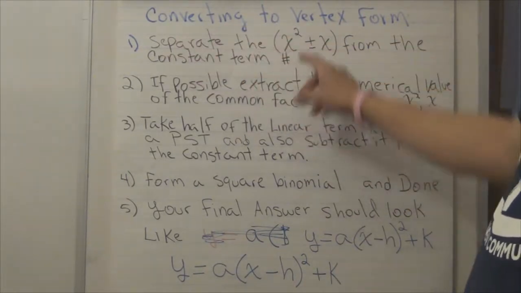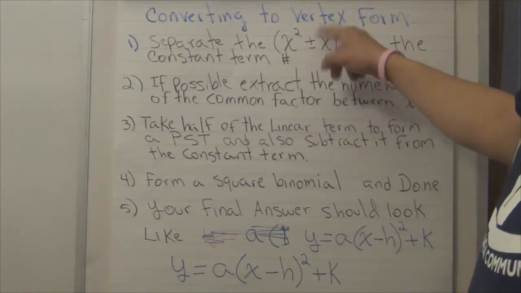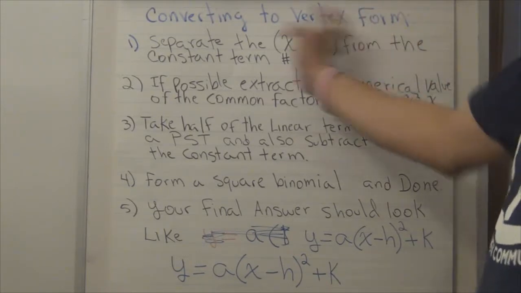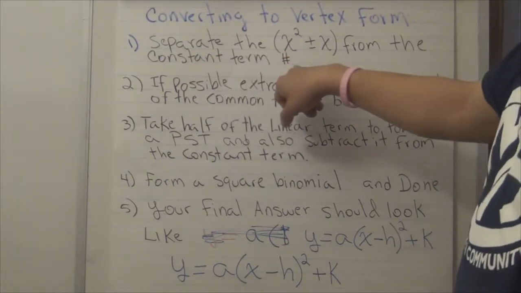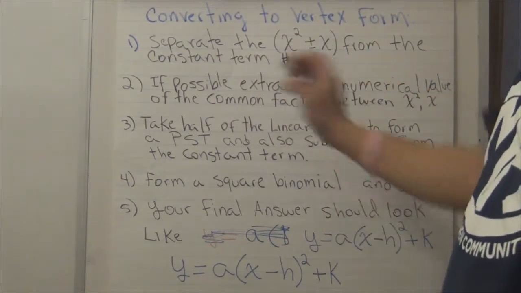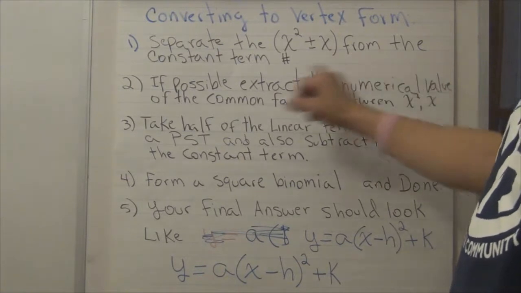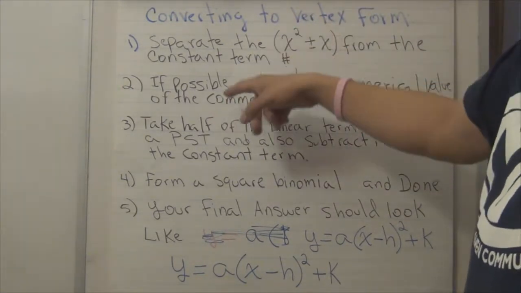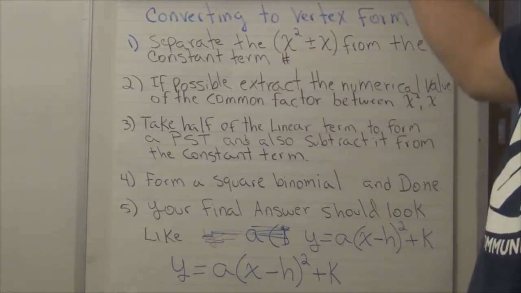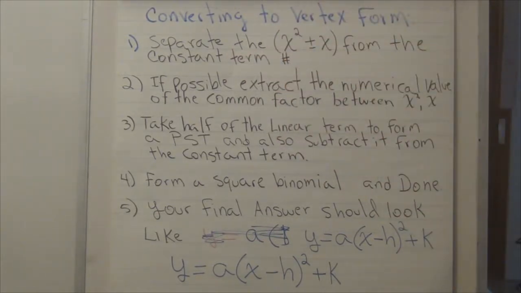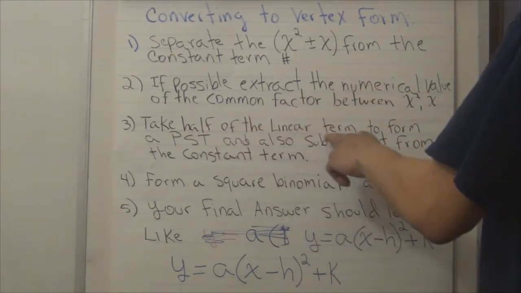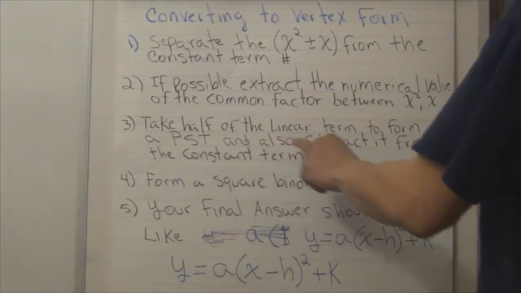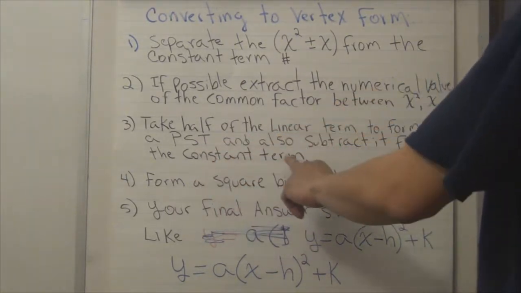First, separate the x squared and the linear term, I don't know if it's going to be plus or minus, from the constant term, which is basically a number. Then, if possible, extract the numerical value of the common factor between x squared and x. Remember when we took out the 2 on the previous problem. Now, take half of the linear term to form a perfect square trinomial, and also subtract it from the constant term.